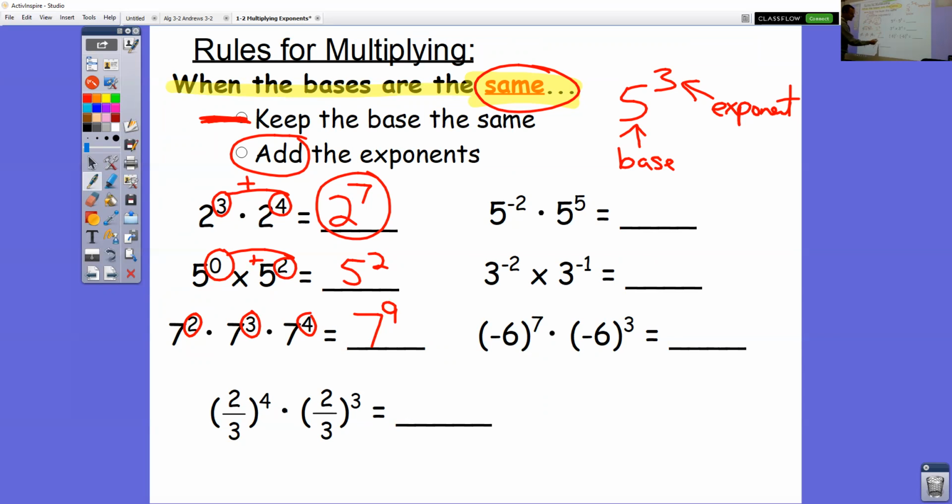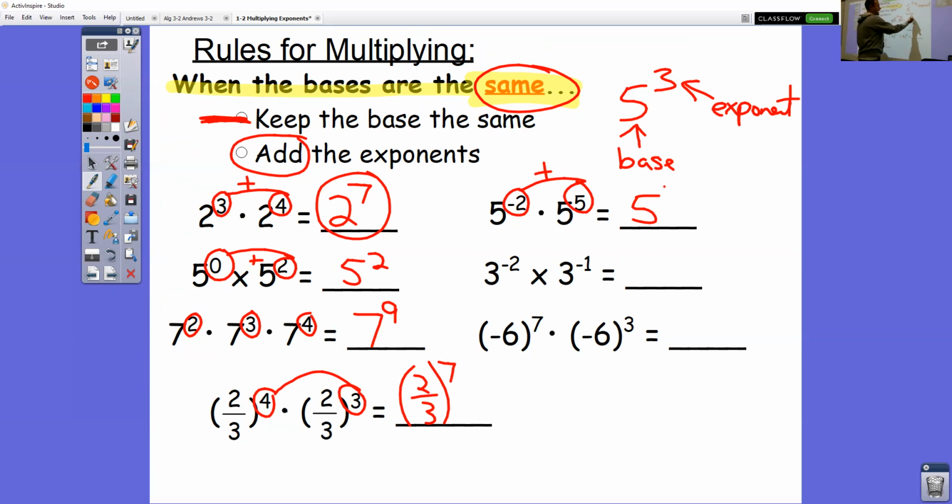If you have fractions, you're going to treat it the same exact way. We have 2/3 inside parentheses. We're going to keep that base the same, but we're going to add our exponents. 4 plus 3 is 7. 5 to the -2nd times 5 to the 5th. You might have some negative exponents. We're going to follow that same rule. Keep the base the same, so keep that 5 the same. Add your exponents. -2 plus 5 is 3.